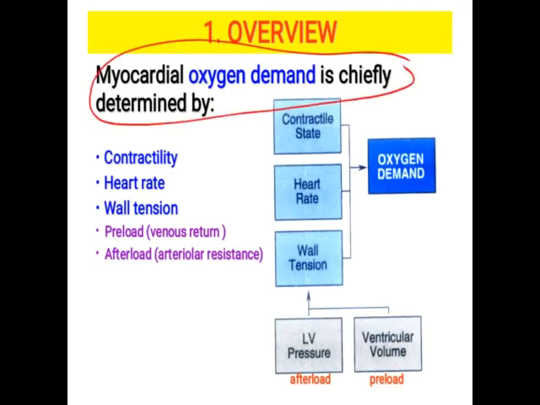So how is the oxygen demand determined? The oxygen demand depends upon contractility, heart rate, tension, preload, and afterload, which determine the oxygen demand of the heart.